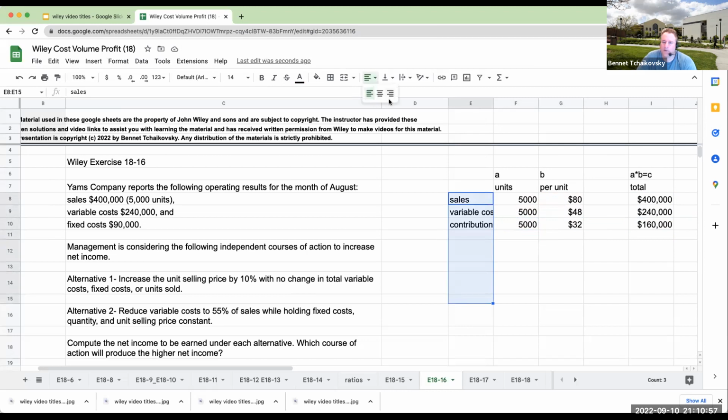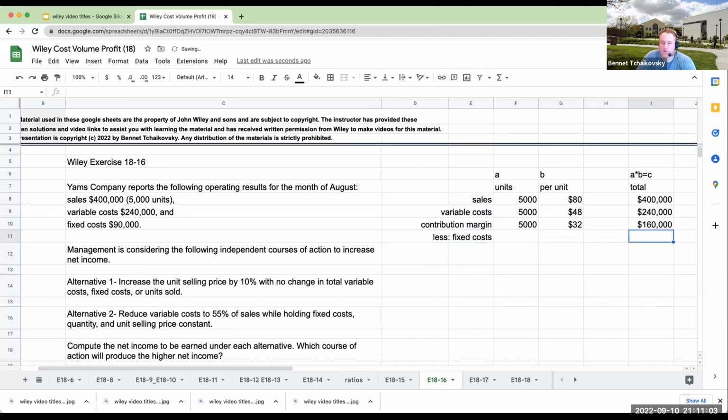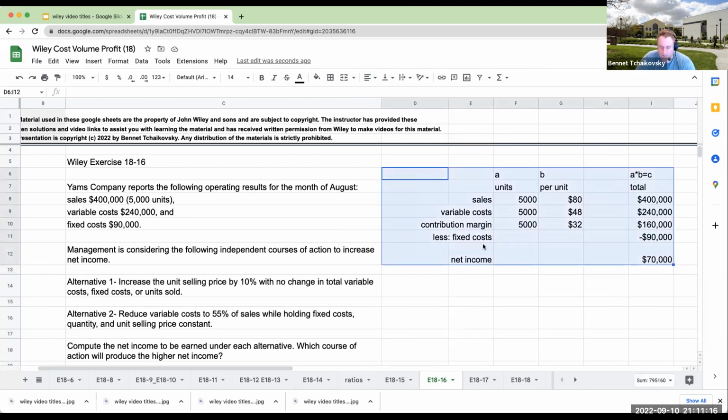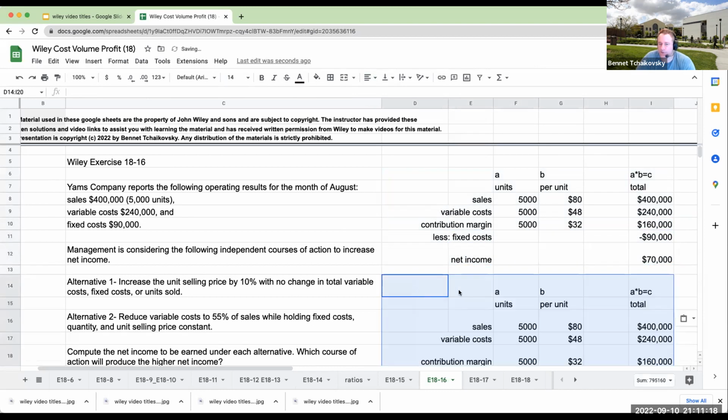Okay. Now over here, my fixed costs are at 90,000. So my net income is going to be 160 less 90, or 70,000. Okay, so this is what they have for the month of August. And let's go through and see the alternatives.